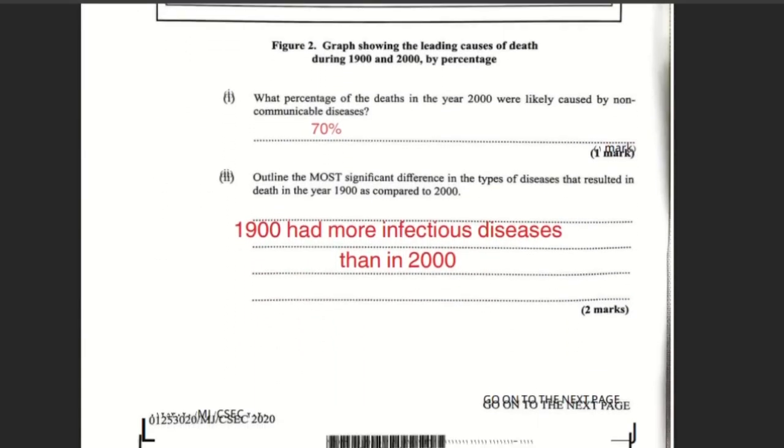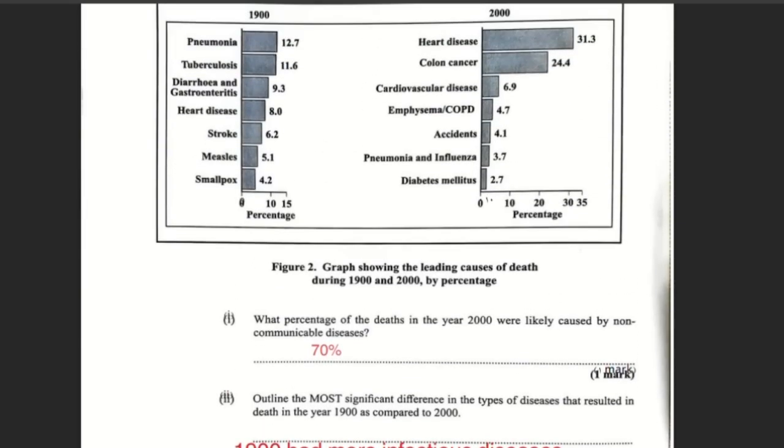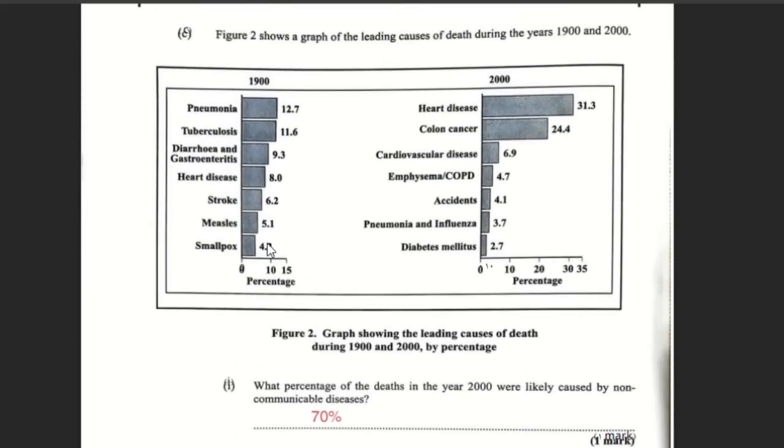Then it says outline the most significant difference in the types of diseases that resulted in death in the year 1900 as compared to 2000. So if we go back up here, we realize that in 1900, most of them are infectious diseases, right? Meaning that you can get them from people, right? So for example, like smallpox, that can be contagious. You go around them, you might get it. Pneumonia, you might get it. Diarrhea, these things can be transferred to somebody else, especially if you go around them. That is why we say infectious diseases.